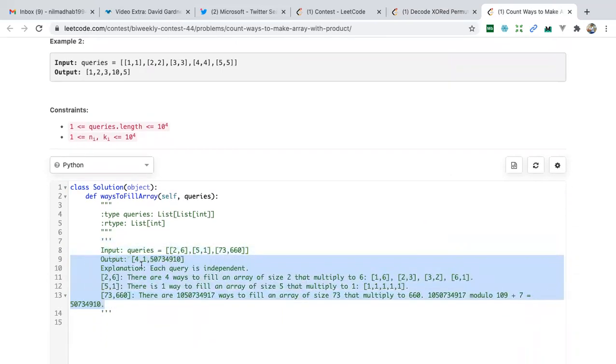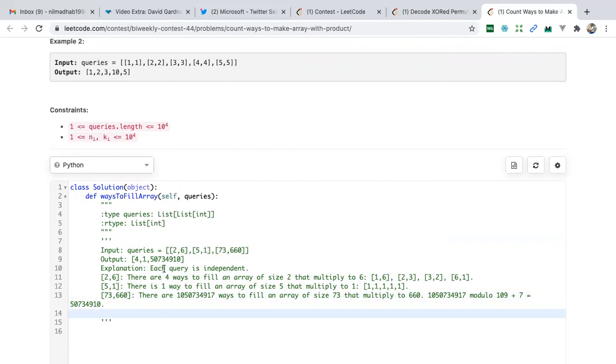So we have the queries [2,6], [5,1], [73,660]. For [2,6], there are 4 ways to fill the array of size 2 that multiply to 6: 1 6, 2 3, 3 2 and 6 1. For [5,1], there's only one way to fill the array of size 5 that multiplies to 1. Okay, makes sense, got it.